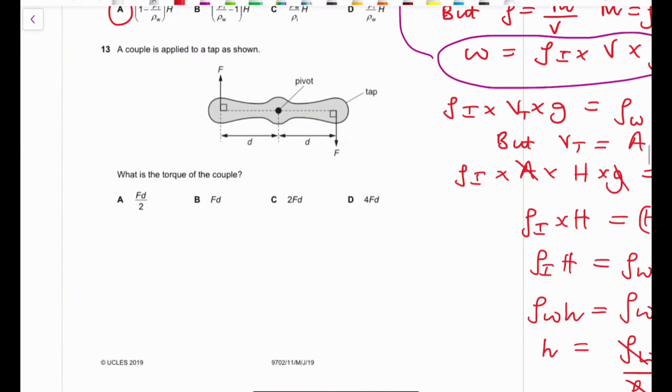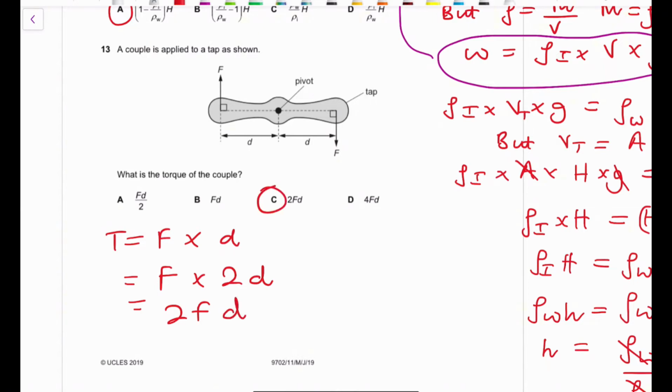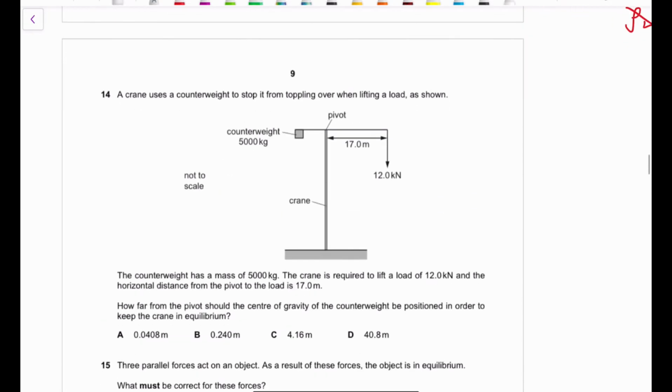Move on to question 13. What is the torque of the couple? A torque of a couple is basically the product of one of the forces multiplied by the distance between the two forces. So it's going to be F multiplied by the distance, which is 2D. So you're going to get your torque as 2FD, which is going to be C.